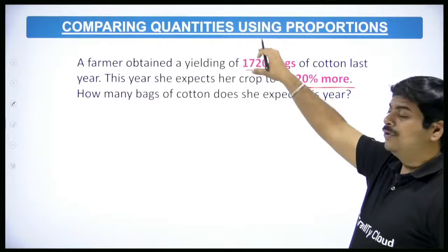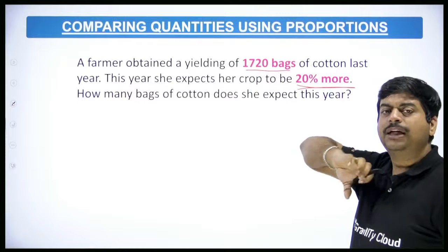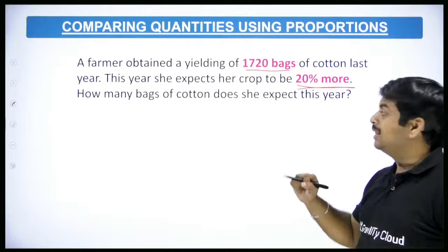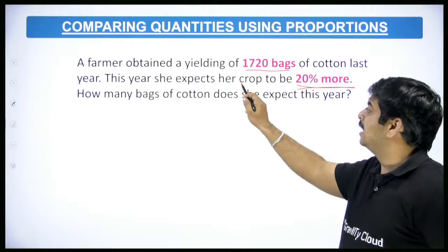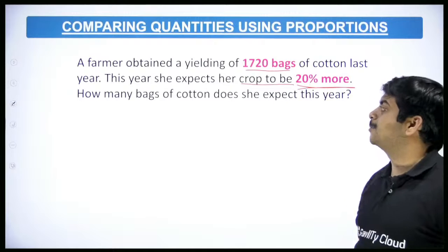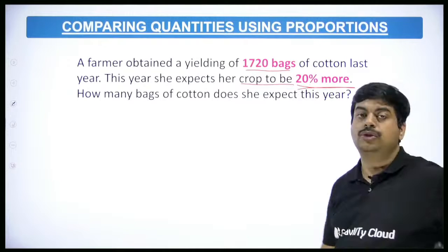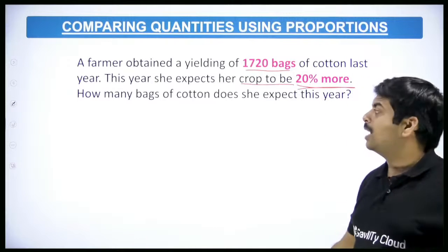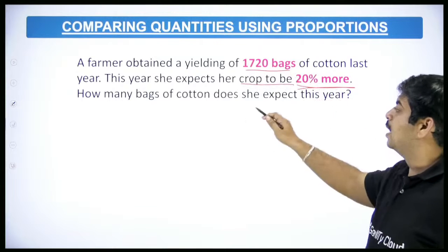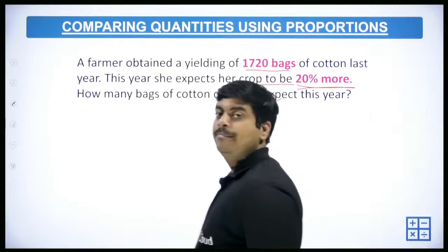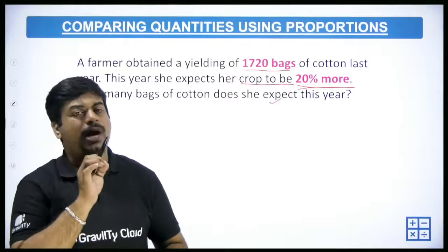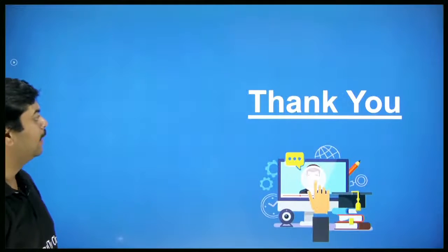So, if 1720 is the amount from last year, out of that we need to take 20%. That amount is the increase she expects this year. So that many bags will be the additional bags, and adding them will give you the total number of bags she is expecting, right? So I hope you understood the question, so please try it properly, right?